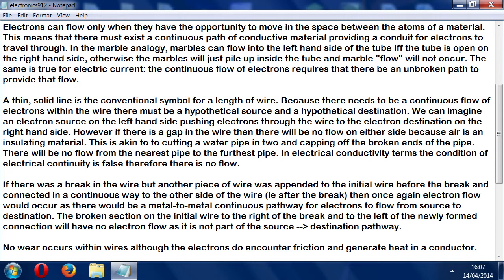Even though there's this break here, the broken section on the initial wire to the right of the break and to the left of the newly formed connection will have no reflection of the... That was the perfect way to put it, actually. It's not part of the source destination pathway. But it's interesting, though. It still flows. So it still flows, even though it's not part of the pathway. I found that pretty interesting, actually. And it does seem to be a difference with regards to a circuit.